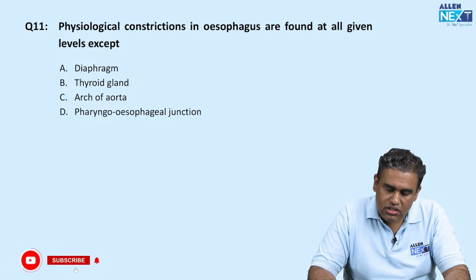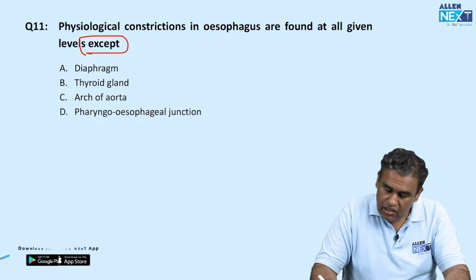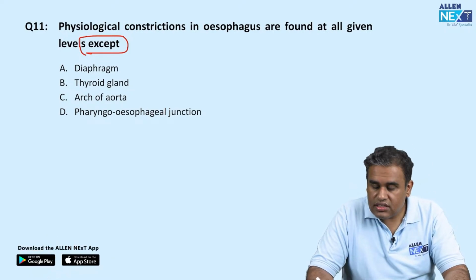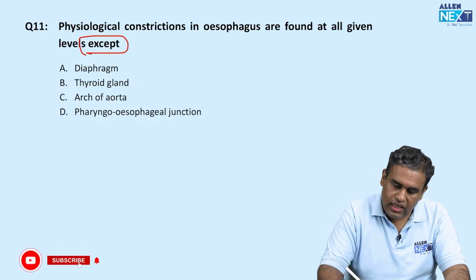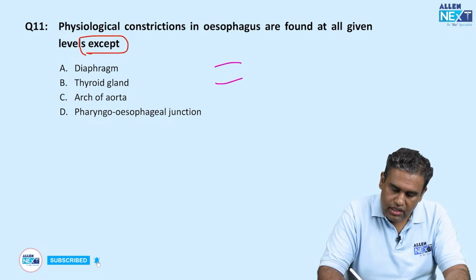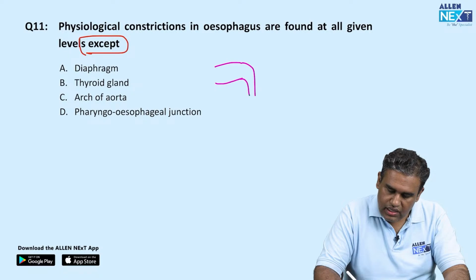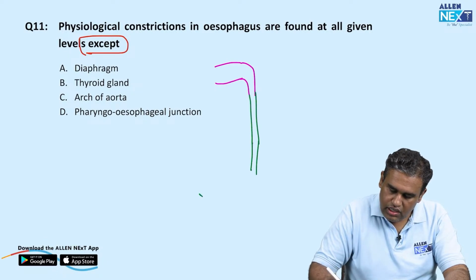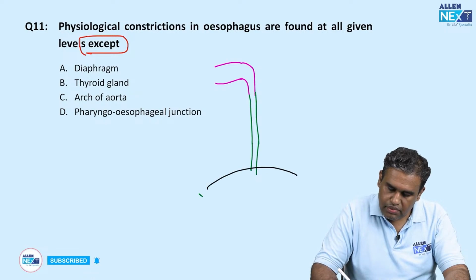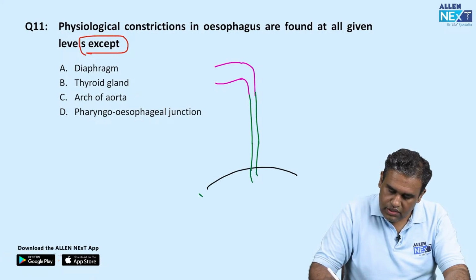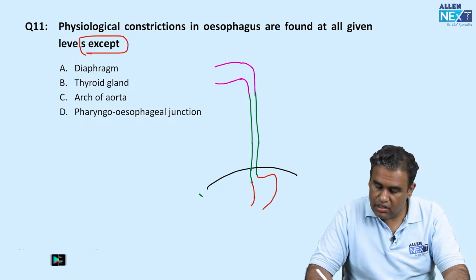Physiological constrictions in the esophagus are found at all the given levels except. We should know that the normal length of the esophagus is around 25 centimeters. Above we have the oral cavity, then the pharynx, and then the beginning of the esophagus, which goes down and passes through the diaphragm, and after a couple of centimeters becomes the stomach. So the total length of the esophagus is around 25 centimeters.